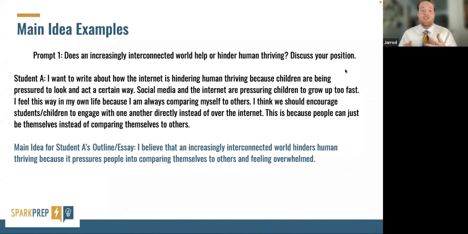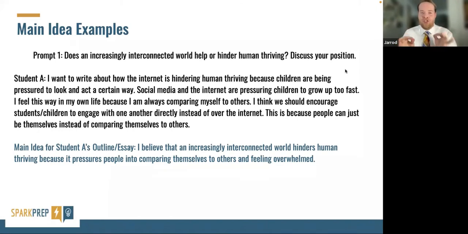This is because people can just be themselves instead of comparing themselves to others. So lots of great ideas in this blurb from student A, but we need to try and hone in and focus in on what the central message student A is trying to say. So if I think about this and think about what's the biggest idea or the most important part of this paragraph, my main idea for student A's outline or essay is, I believe that an increasingly interconnected world hinders human thriving because it pressures people into comparing themselves to others and feeling overwhelmed.